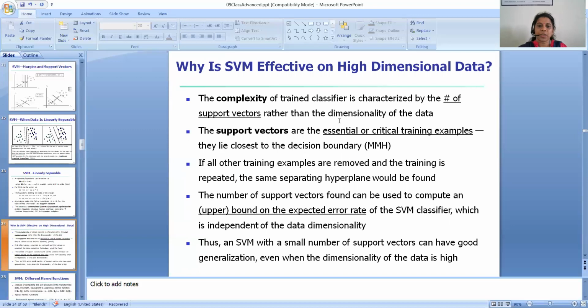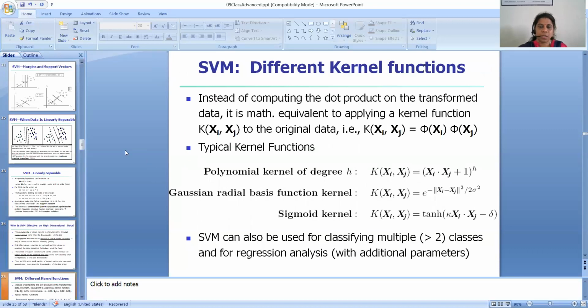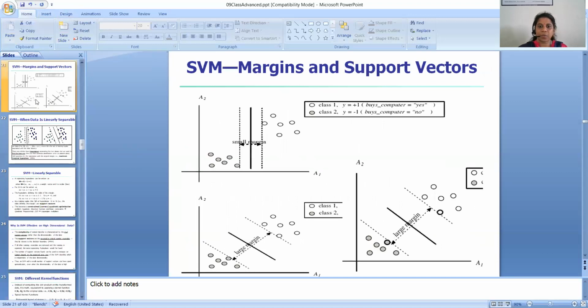Thus, an SVM with a small number of support vectors can have good generalization even when the dimensionality of the data is high. That means even if the number of attributes is large, a small number of support vectors will give good generalization. Now suppose we are talking about linear data, where you can exactly divide it and have a margin.